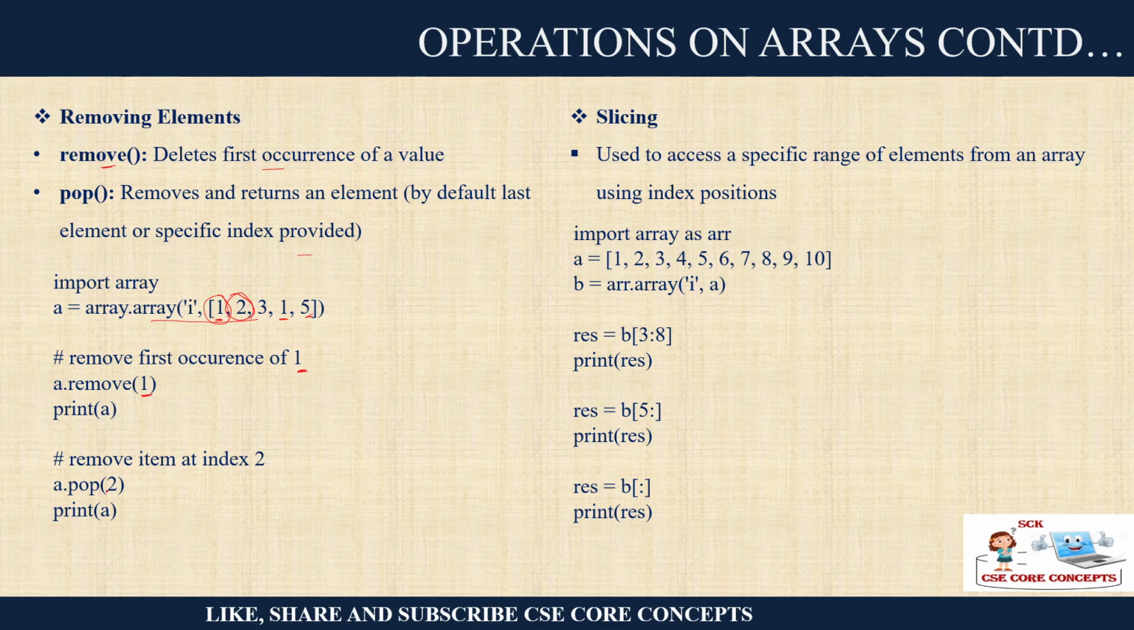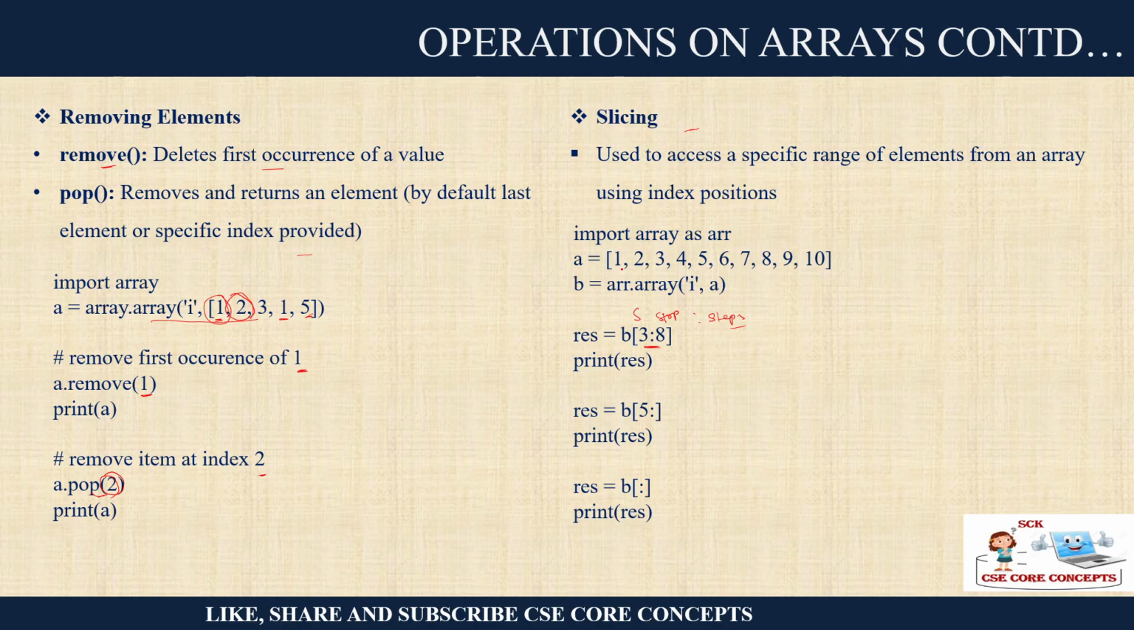Then if you are using a pop, at index 2 the element you want to remove, right? So for a pop, the argument is the index number, and for remove it is the element name. Then you can use slicing. Slicing means extracting a portion of the array that we have already seen. So we can have this as the start, this is the stop, and obviously the third argument is always the step. By default it is 1 if you are not mentioning anything.